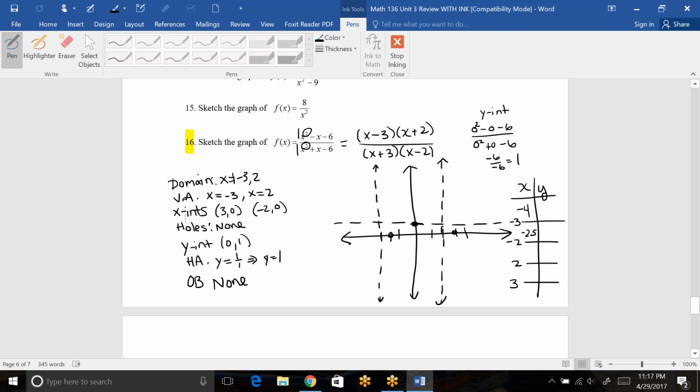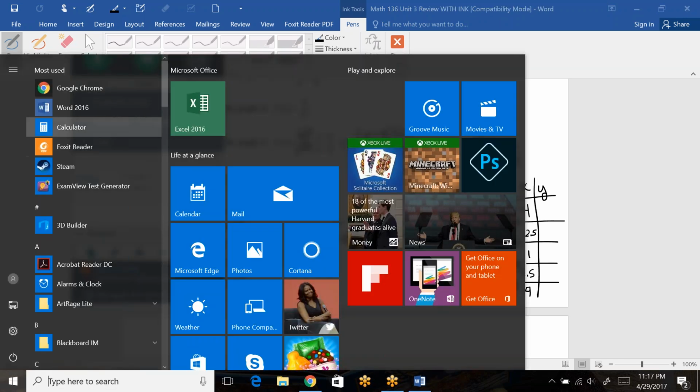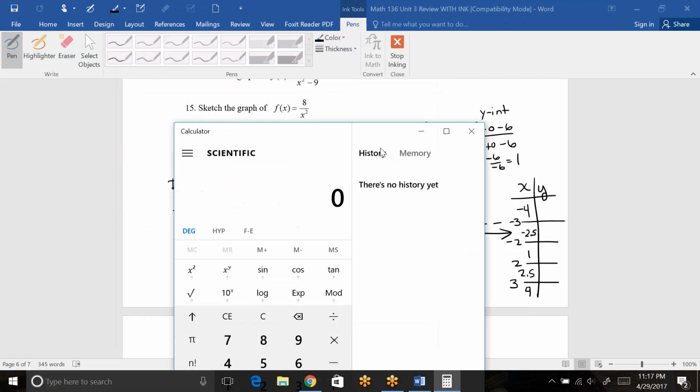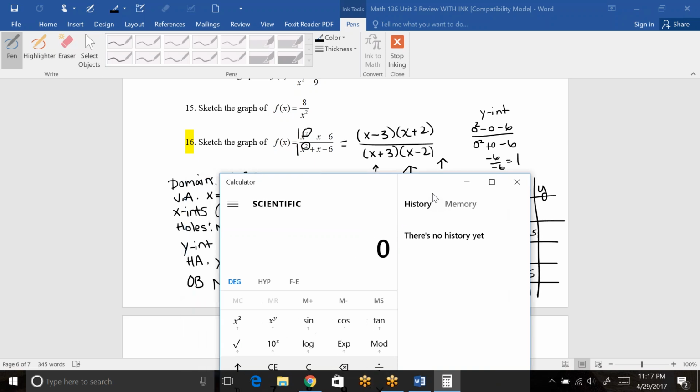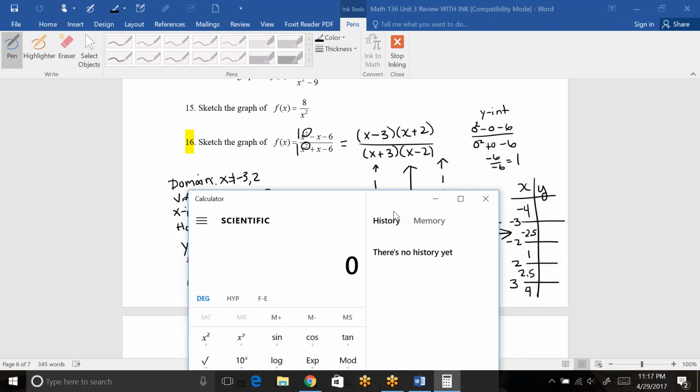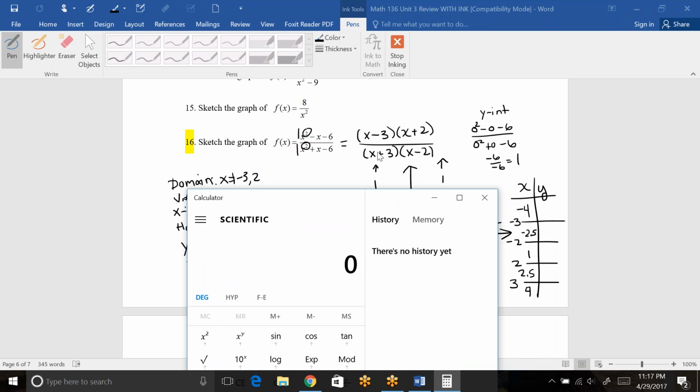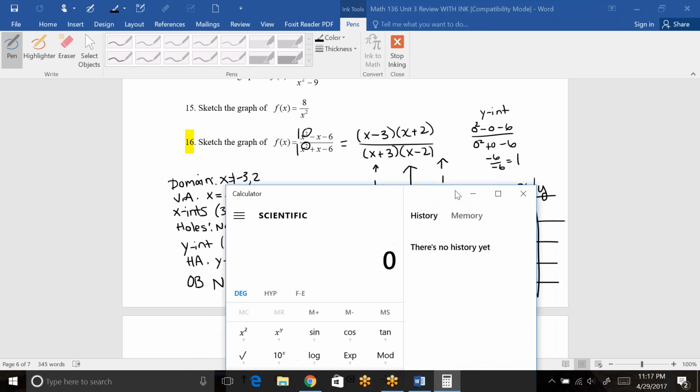So I already know kind of this is going down. I want to know what's happening on the right of that y-intercept. So I'm going to pick +1. And then I can pick 2.5 and how about +4. So I'm going to use my calculator because there's not really a better way of doing this. And I'm going to plug these each individually into the original function. You can also plug them into the factors.